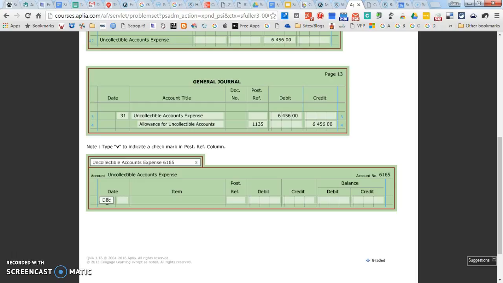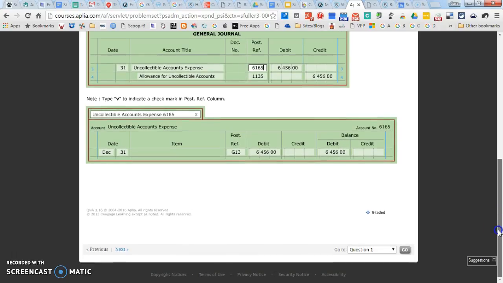So just DEC for December. The date is the 31st. Post reference is still G13. This time it's a debit, so $6,456. Debit balance, $6,456. And then our post reference is 6165.